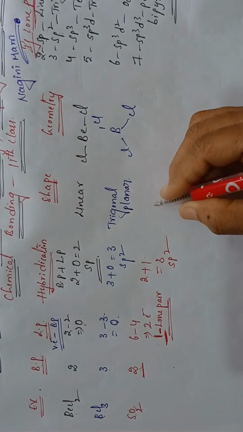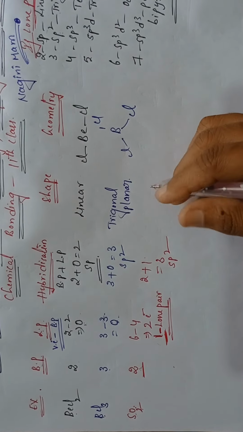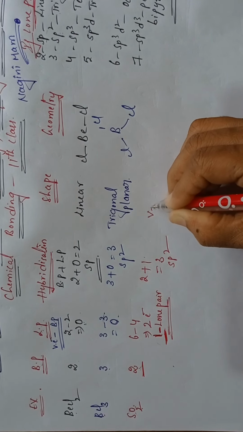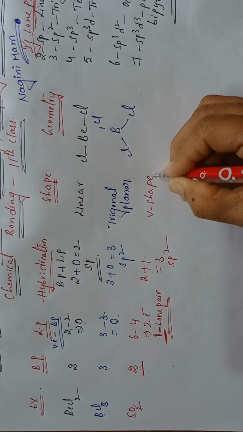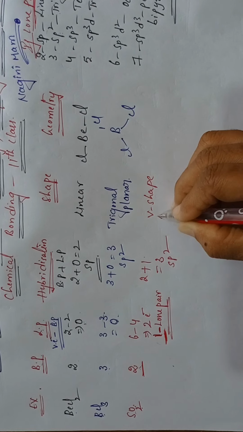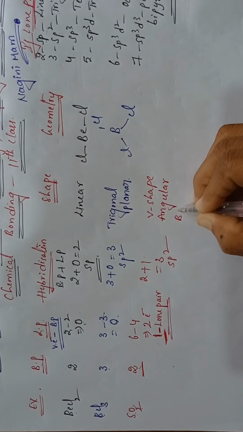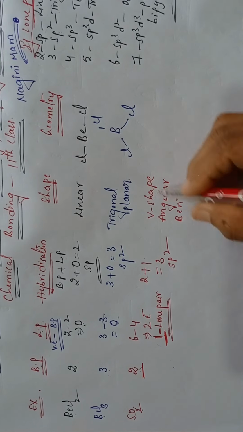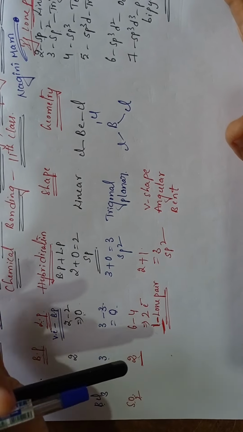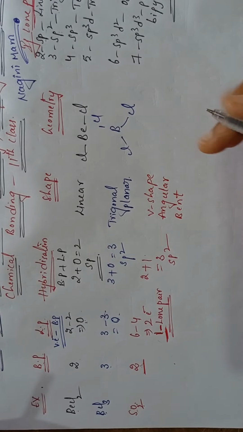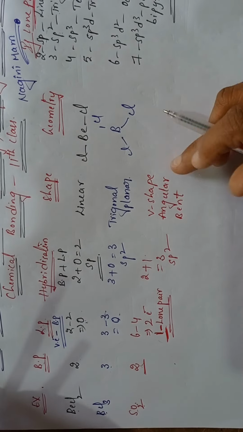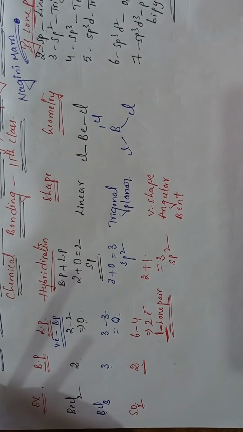According to the VSEPR theory, valence shell electron pair repulsion theory, students, its shape is V shape. Okay, V shape we can write, or you can take angular, also correct. Next, bent shape. These 3 you can write, students. These 3 are the same only. Anyone, yeah, based on the options you can write. 3 shapes, so same only, students.